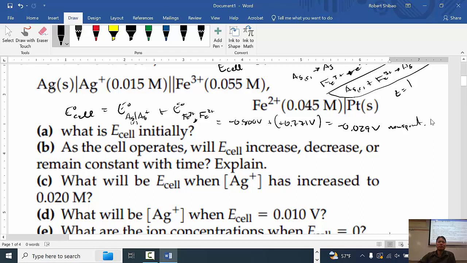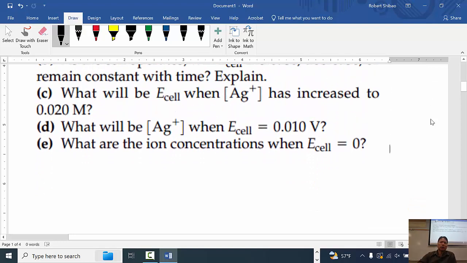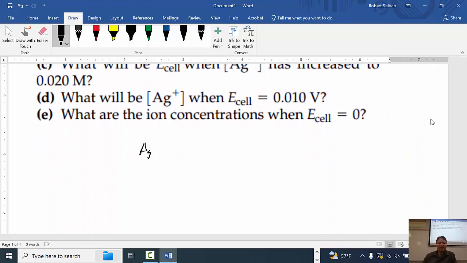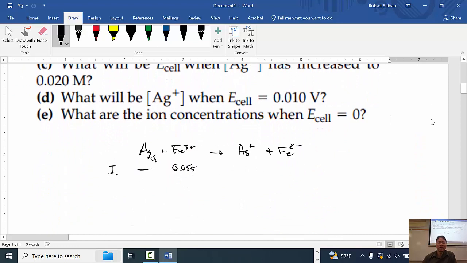What will E of the cell be when the silver ion concentration has increased to 0.020 molar? So what I do here is I just set up an ICE table. And we're taking snapshots of the reaction as it occurs. So initially we're starting off with silver being pure. So iron is 0.055. The silver ion was 0.015 and the iron 2 was 0.045.